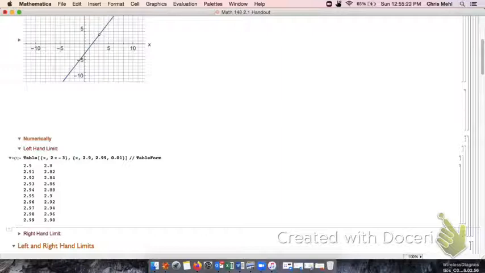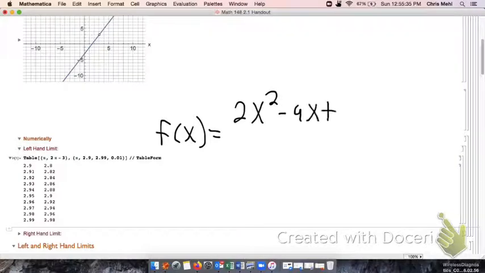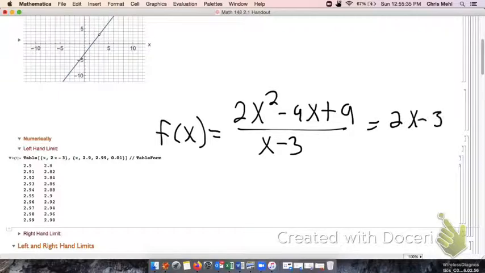So basically what I have in this table is on the left-hand side, that is the x value. And on the right-hand side, that's the value of 2x minus 3. Okay, so remember, f of x, which was 2x squared minus 9x plus 9 over x minus 3, just simplified to 2x minus 3. And you just have to remember that 3 is not in the domain. So when you plug in 2.9, you'll see that you'll get 2.8. When you plug 2.91 in, you'll get 2.82.